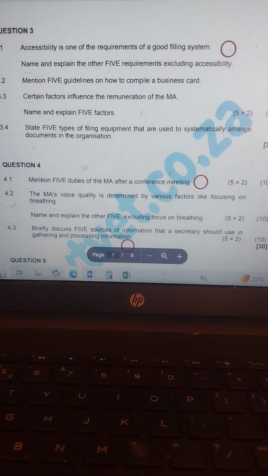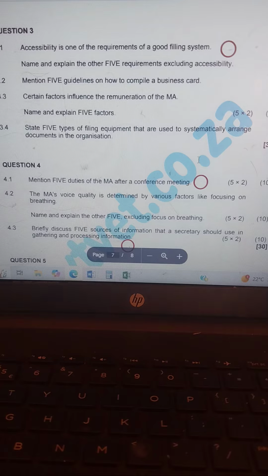Then we have flexibility. The explanation of flexibility is the system must adjust to the growth in the company. A new document must be added without disturbing the current one. Then we have neatness. The explanation of neatness, the equipment used should match each other and must be neat and professional. And we have simplicity.